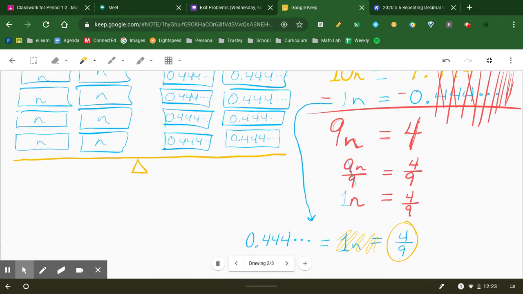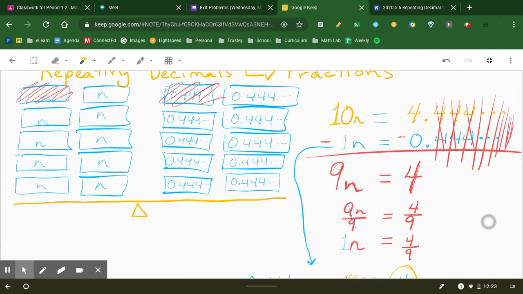Beautiful. Now, I just wanted to show you this visually, why we would multiply by a power of 10, why we would take, instead of just a single n, 10 n's, why we would take, instead of just 0.4 repeated, 10 of those, which ended up being 4.4 repeated. And then we used our equation skills to solve for what that 1n is.